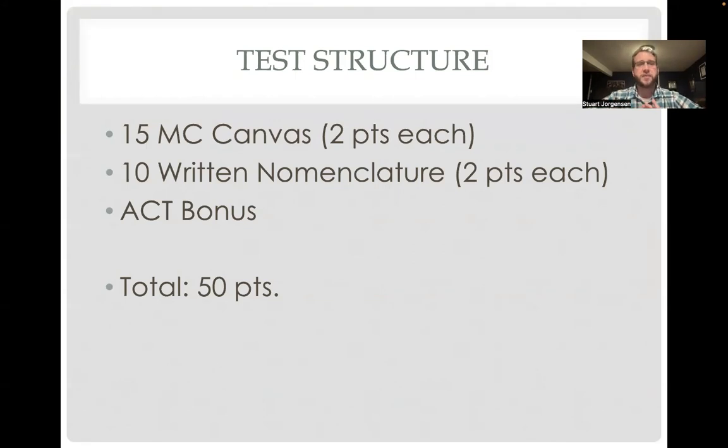class Friday. It's going to be 15 multiple choice. Those will be on Canvas lockdown, 2 points apiece. So 30 points coming from the multiple choice section. And there will be a small, short written part. It's going to be 10 nomenclature, either writing or naming, 2 points apiece. That gives us 20 points from there. That's just like your quiz, so we shouldn't be surprised as to what we're going to see there.